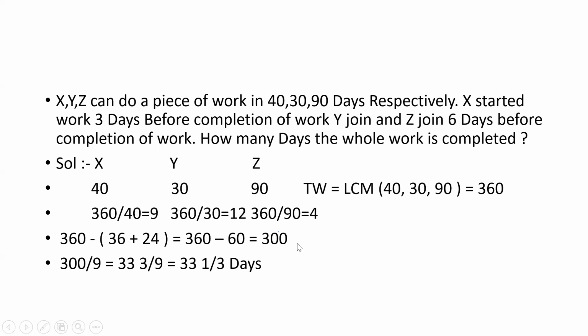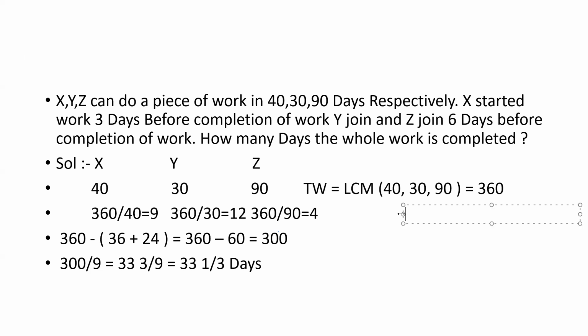Here, the problem is: X, Y, Z can do a piece of work in 40, 30, 90 days respectively. X started the work, 3 days before completion of work Y joined, and Z joined 6 days before completion of work. How many days is the work completed in? Here, we first understand the question, then we move to the solution.